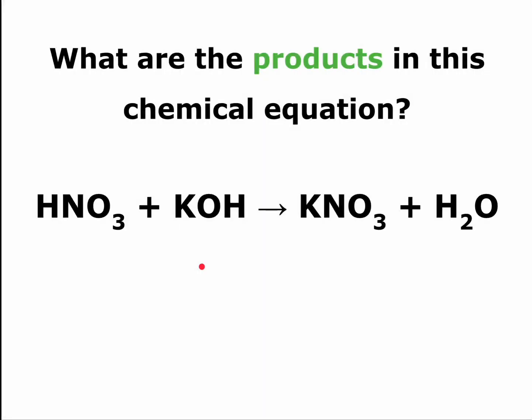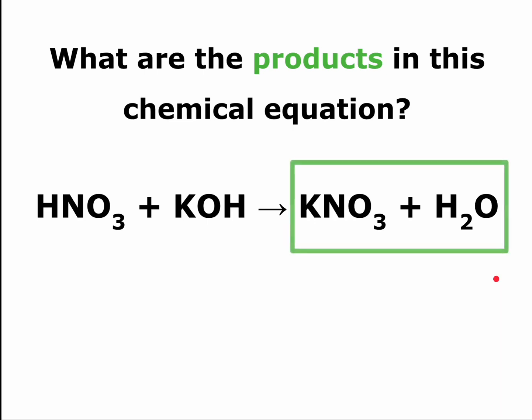What are the products in this chemical equation? So we have some nitric acid reacting with potassium hydroxide to produce potassium nitrate and water. So what are the products? That's right, the products are the potassium nitrate and the water. They are on the right side of the arrow. They are what is produced in this chemical reaction.